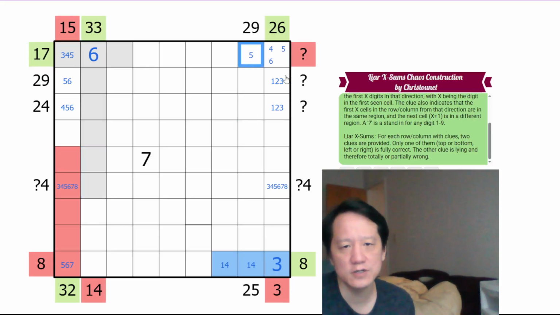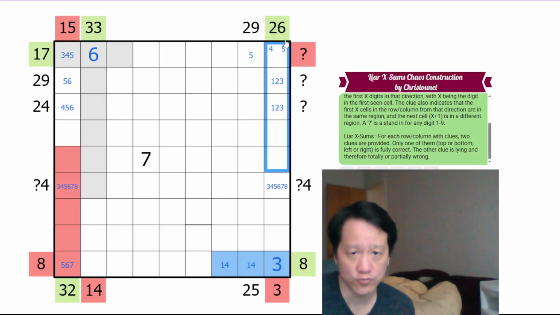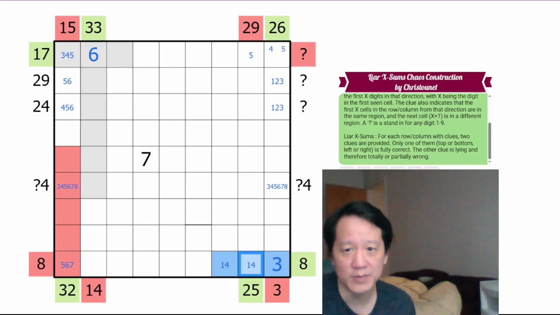So no 6 here. No 6 here. This would have to be 4, 5 at most. This would be 5 at minimum if these were both true. So this would have to be true here and false here, because it would add up to 55 as a region if that were the case. Therefore, this is true. It must be 4. This is 1.